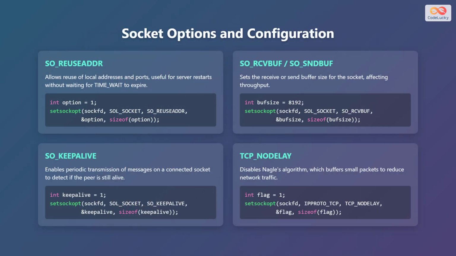Socket options and configurations enhance socket functionality. SO_REUSEADDR allows the reuse of local addresses and ports, which is useful for server restarts without waiting for TIME_WAIT to expire. SO_RCVBUF and SO_SNDBUF set the receive or send buffer size for the socket, affecting throughput. SO_KEEPALIVE enables periodic transmission of messages on a connected socket to detect if the peer is still alive. TCP_NODELAY disables Nagle's algorithm, which buffers small packets to reduce network traffic.